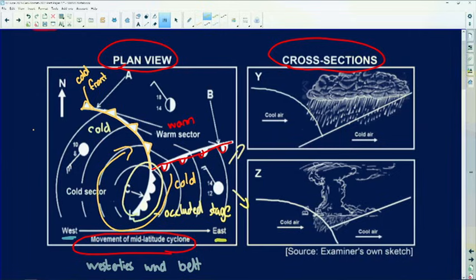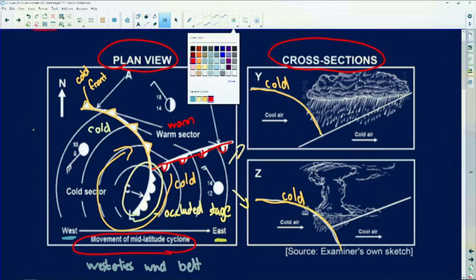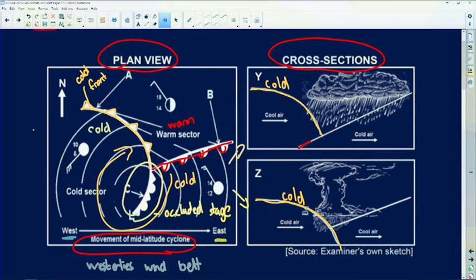Okay, let's just quickly move to our cross sections. So once again, I'm going to use my yellow pen to show the cold front. There's the cold front. Okay, and diagram Z, there's the cold front. Very importantly over here, our warm front, as you can see, it's the occluded stage because the cold front has caught up with the warm front. As you can see, there's the warm front.